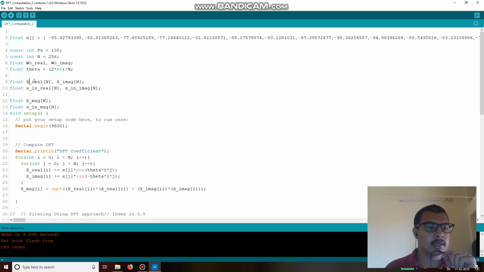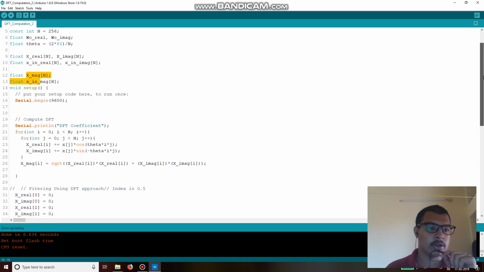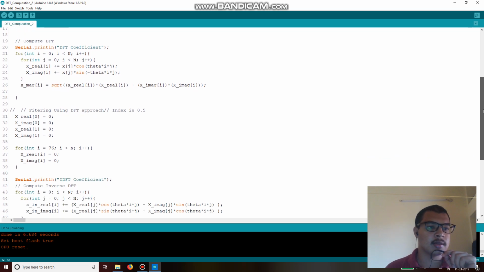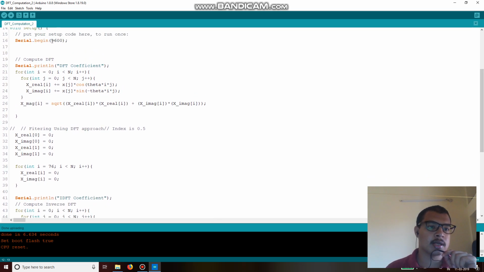Then capital X real and capital X imaginary are the matrices which we would be obtaining after we do the DFT on this small x, and x in real and x in imaginary would be the matrices obtained after we perform the IDFT of the signals X real and X imaginary respectively. Now moving on, we will be evaluating the magnitude in the X magnitude and x in magnitude matrices respectively. Now we set the baud rate as 9600.